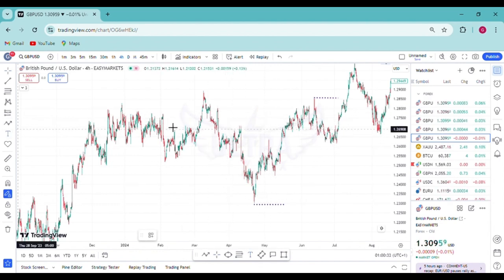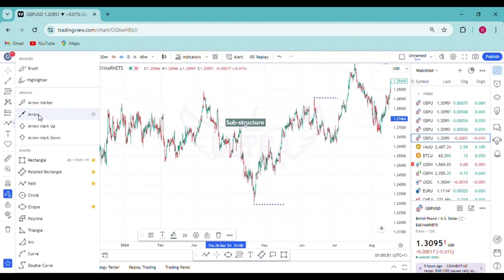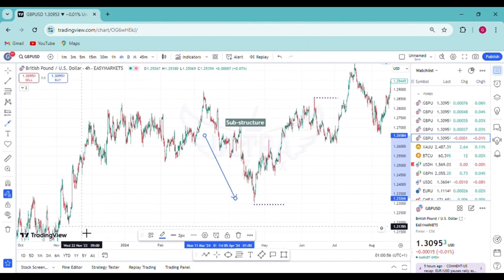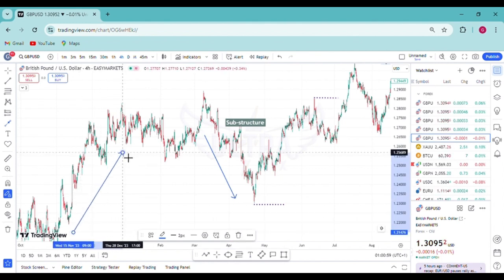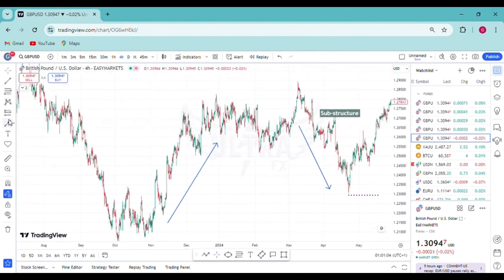Let me write it right. So this is substructure. This is our substructure right here when the market is retracing to the downside. So that is our substructure, but this is the internal structure right here. Internal structure.